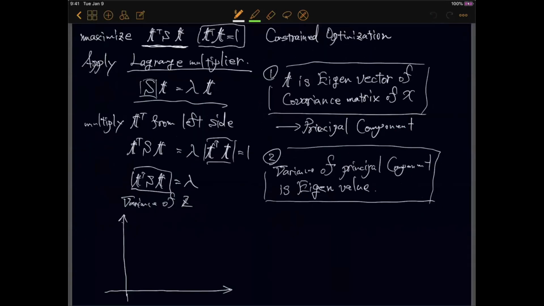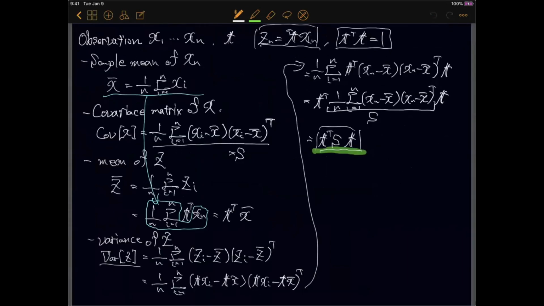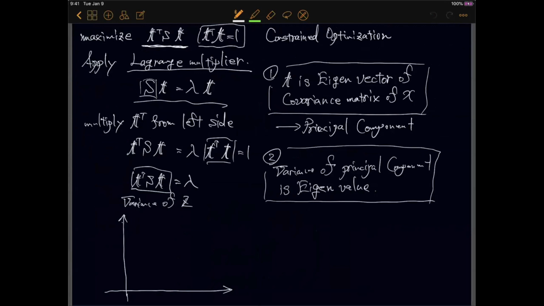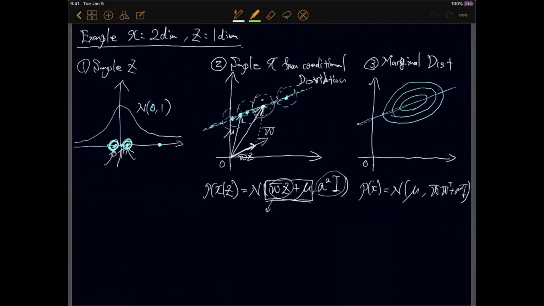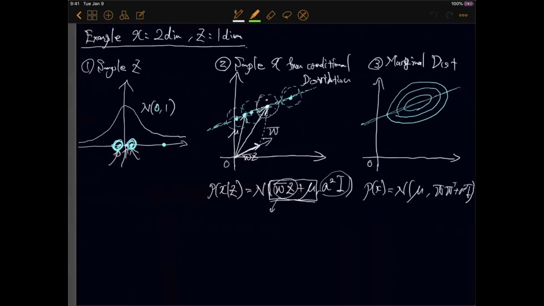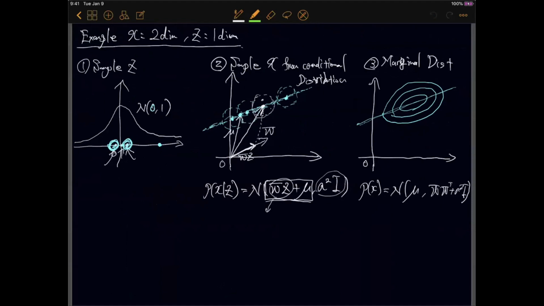So let's say the take-home message is, first of all, from the basics of principal component analysis, the vector which maximizes the variance of the subspace is the eigenvector of the covariance matrix of X. It's a very important thing, and also the variance of the principal component is the eigenvalue. Then also the sampling process I explained here is really important, because in a probabilistic approach, understanding the sampling process is imperative. So that's my presentation.